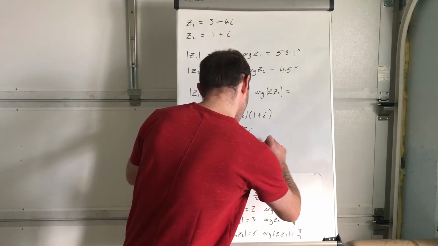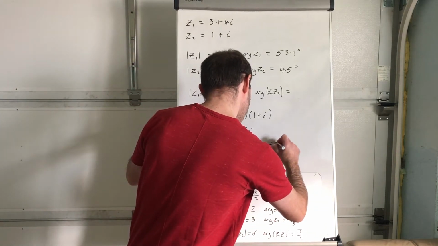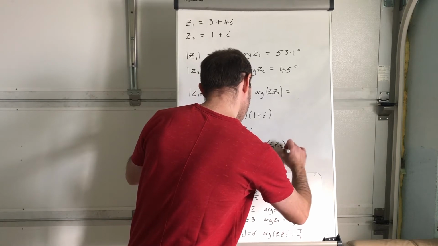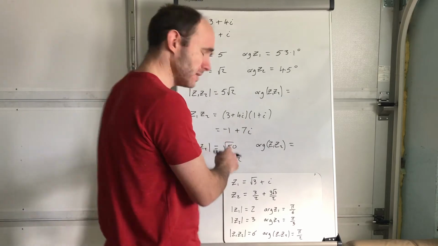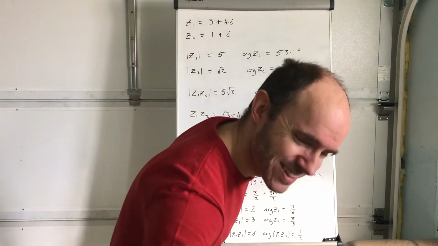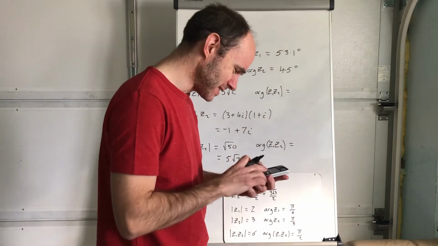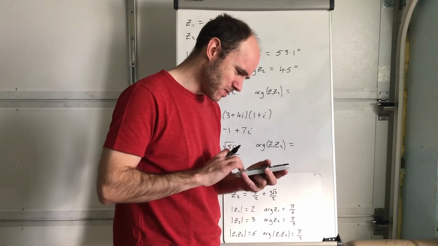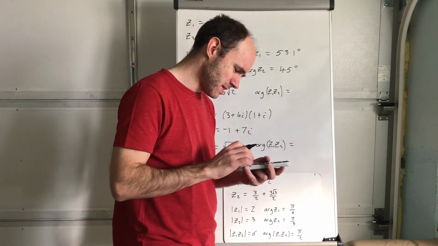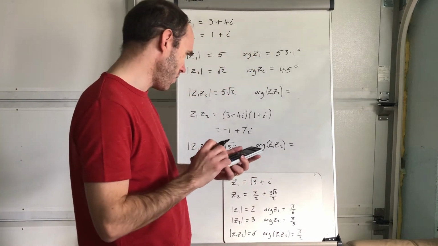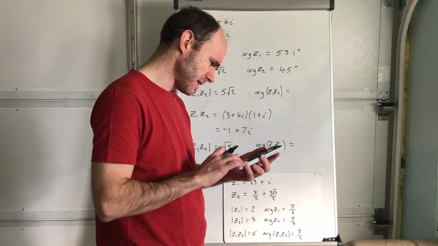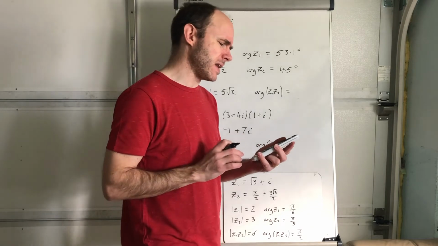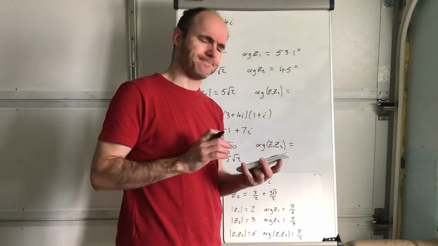So the argument of Z1 Z2 is going to be the inverse tan of, we're still going to do 7 over negative 1. I don't know that in my head, so I'm going to reach for the calculator here. Look, angle units, make sure I'm in degrees for this one. So inverse tan of, what do I want? 7 over negative 1, so negative 7, equals negative 81.86.